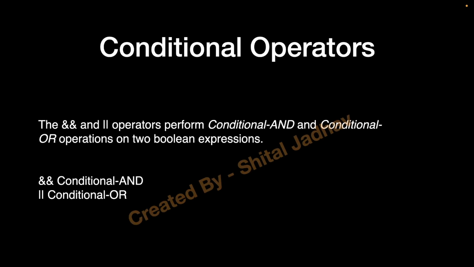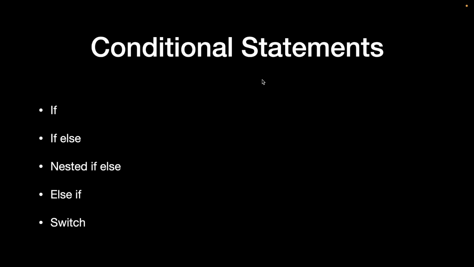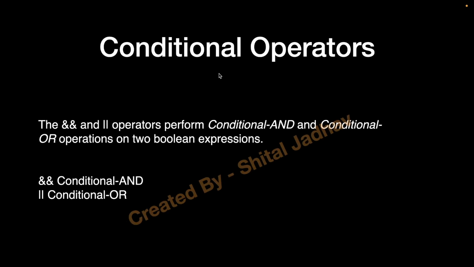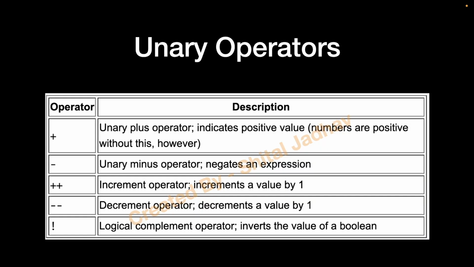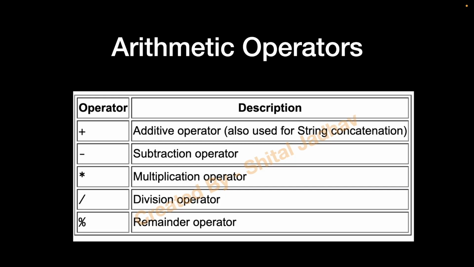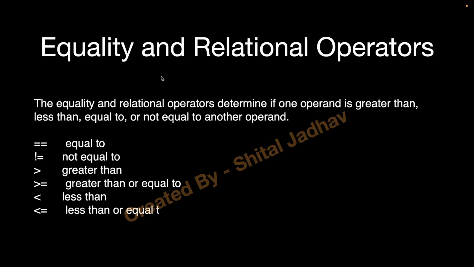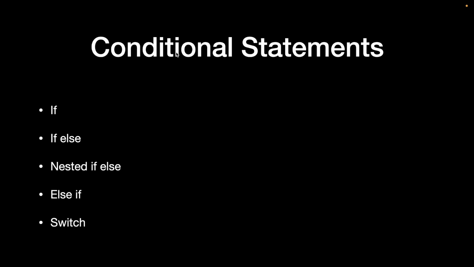So I think for today we can stop here. In the next session we will talk about the conditional statements: if else, nested else if, and switch. When we take the examples for these conditional statements, that time I will be covering these conditional operators and the equality operators. For today we can stop here. I hope all these operators are clear to you. These are very simple, like arithmetic operators and unary operators, right? Equality and relational operators are also very simple. So in the next session I will cover these operators when we talk about the conditional statements.